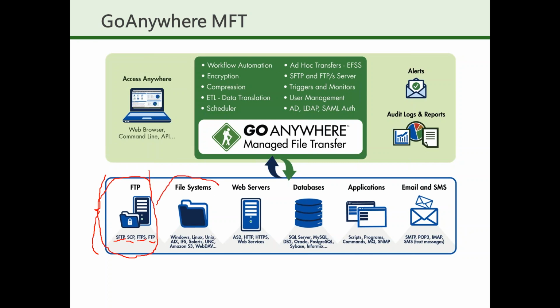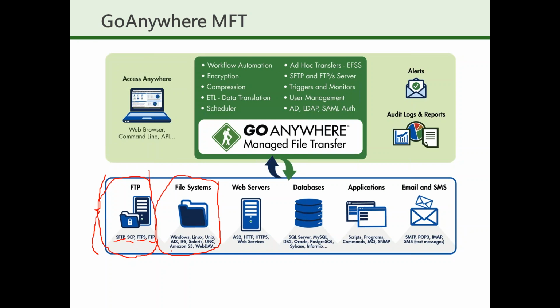GoAnywhere can also connect up to other file systems within your network. So we can honor any existing map drives or UNC paths that you have, but you can also set up dynamic network shares in GoAnywhere to connect out to other servers, let's say other Windows, Linux servers, IBM i systems, and you can use the product to then interact with those systems to orchestrate file movement within your network.